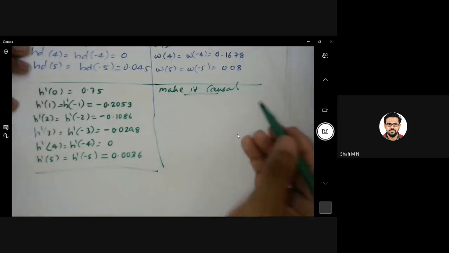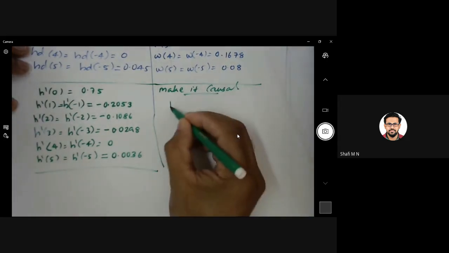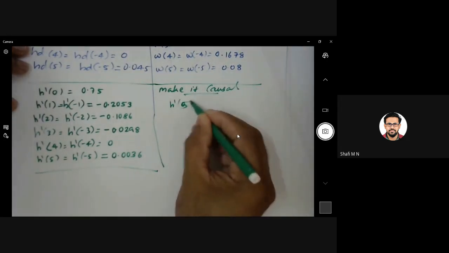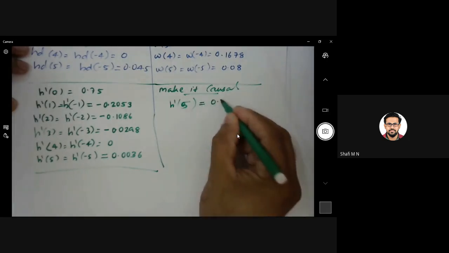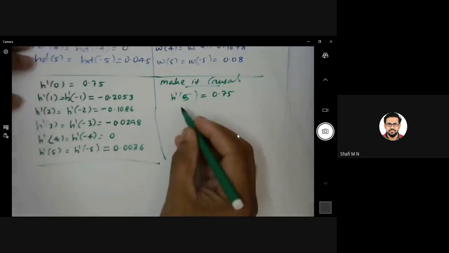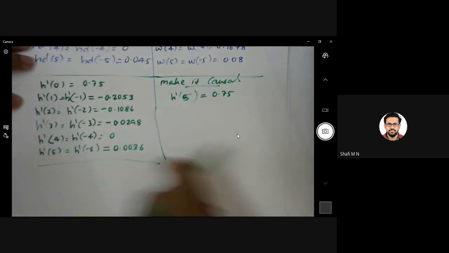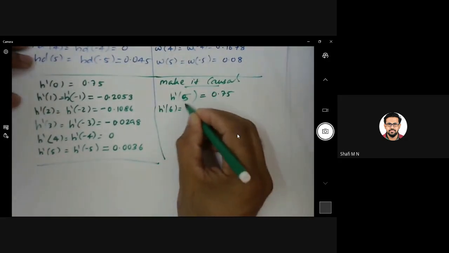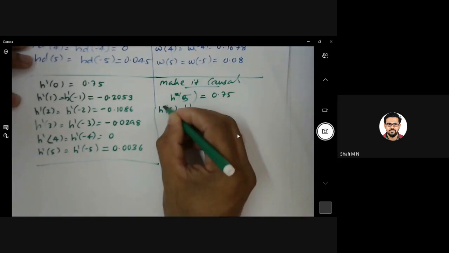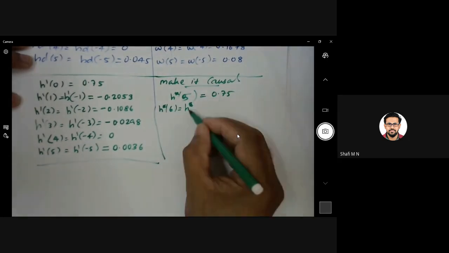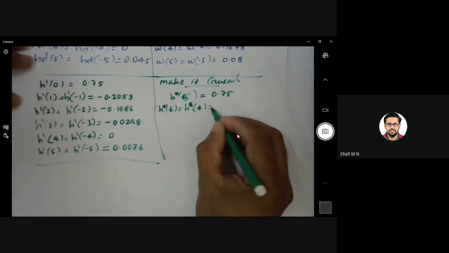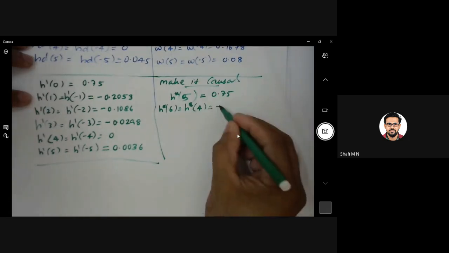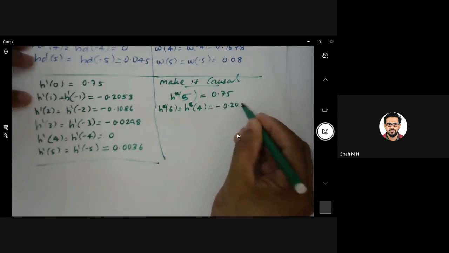That means you have to right shift it by 5 units. So you will get h dash of 5, right? h dash of 5 is 0.75. Right shift the sequence for the final impulse response. Then h dash of 6, sorry, I can call it as h. That's my final answer. So h of 4 is minus 0.2053.